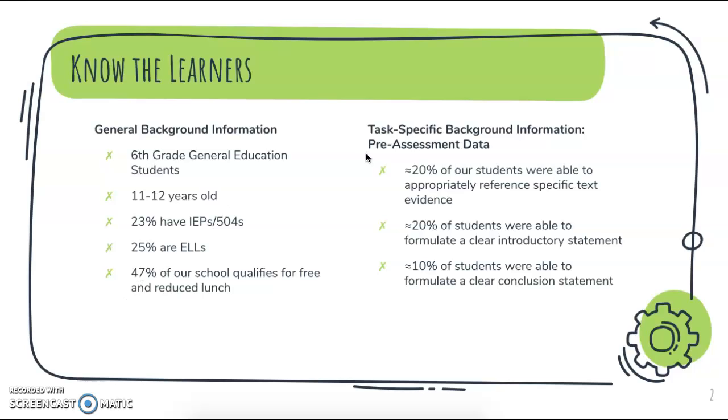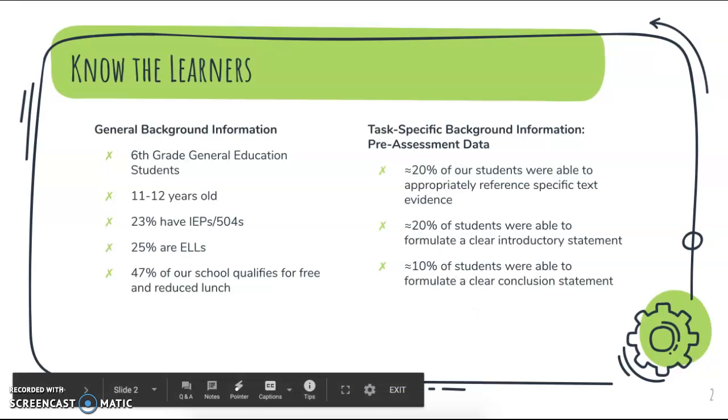For the task specific background information, we took some pre-assessments that established that only about 20% of our students were able to appropriately reference specific text evidence from a text and use it in their written work. And about 20% as well were able to formulate a clear introductory statement, where only 10% were really able to formulate a clear conclusion statement. So this was a real area of need for our students.